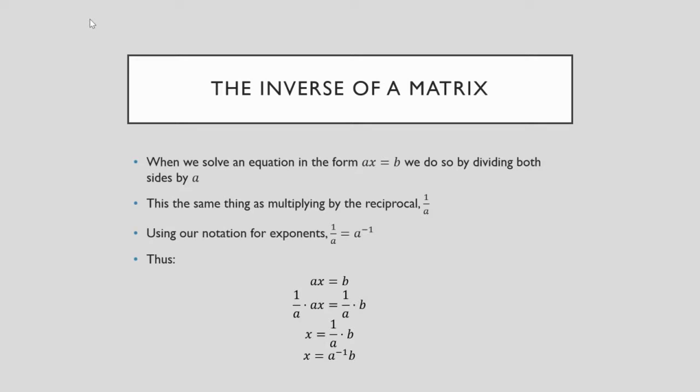The whole reason I did this is because this is what we do when we solve matrices. We're going to use this inverse, which is taking our matrix A to the negative 1 power, and multiply it by b. So when we solve an equation using matrices, we're basically using the same rules as regular algebra. We're just using it on a matrix instead.